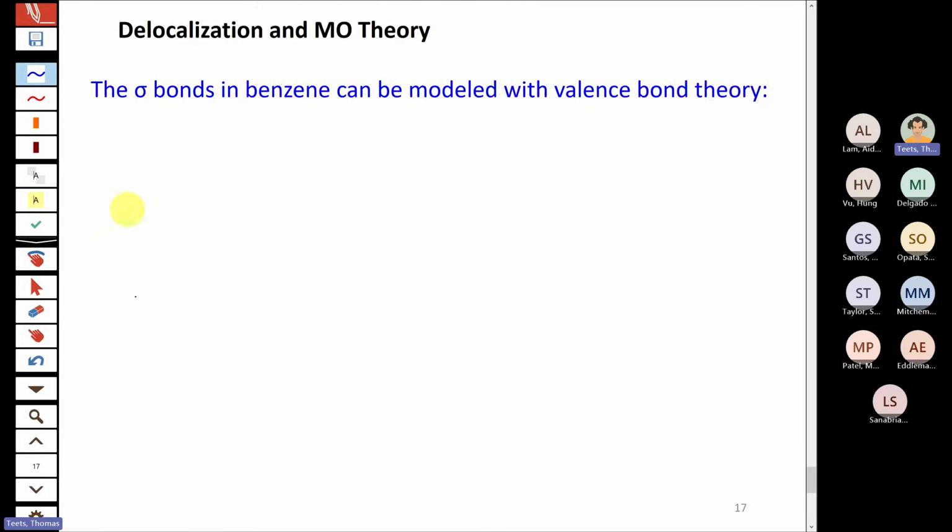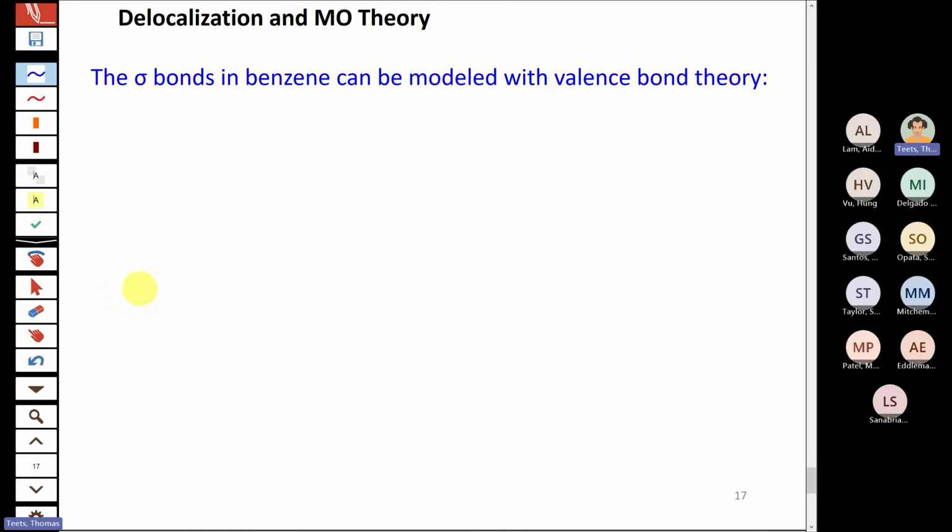So what you'll sometimes see in a situation like this is, we could say, okay, the sigma bonds in benzene, we can pretty easily model or formulate with valence bond theory. So we said that each carbon atom is sp2 hybridized. So each carbon atom is going to have a set of sp2 hybrid orbitals that make a trigonal planar arrangement.